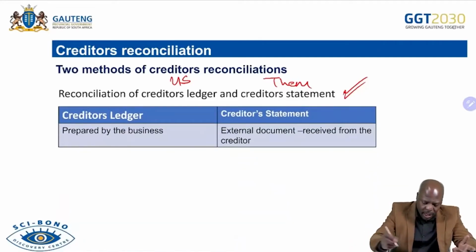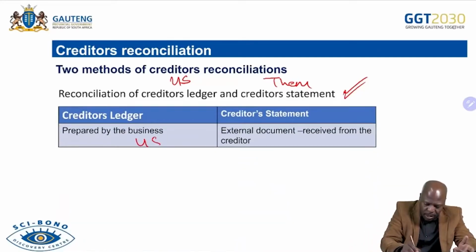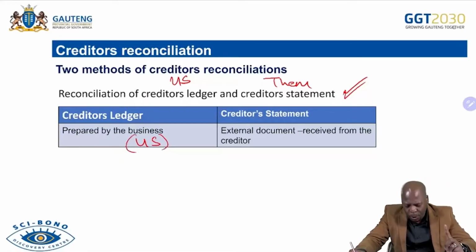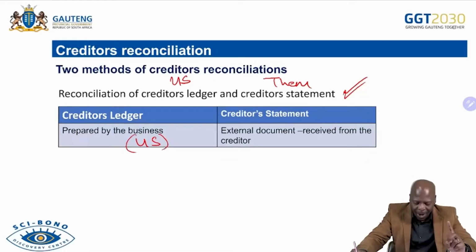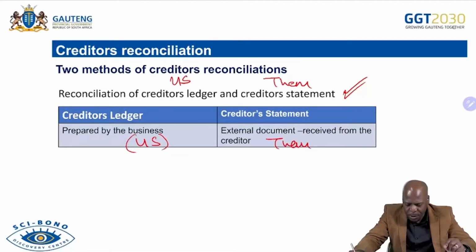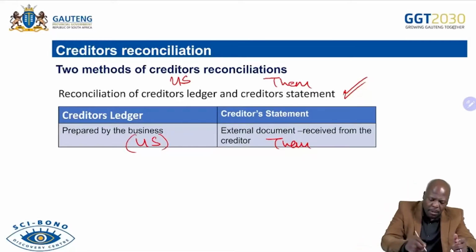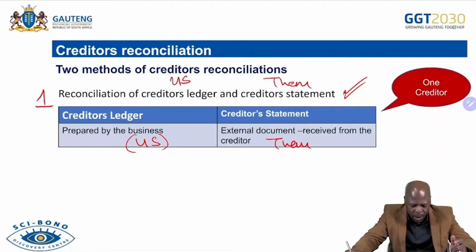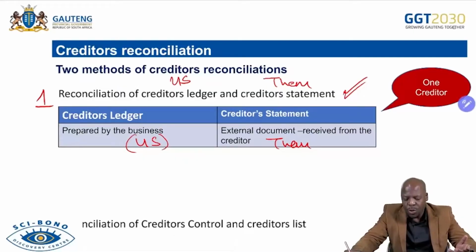Now, here's the creditors ledger prepared by the business. As I said earlier on, this is done by us. Now, the creditors statement, it is very important that you know that it is an external document, which we receive from our creditors, which we agreed already it is them. So they get to send us a statement, which is an external document. So remember, this is the number one type of creditors reconciliation. In this case, we are talking to one creditor who sends us a statement.